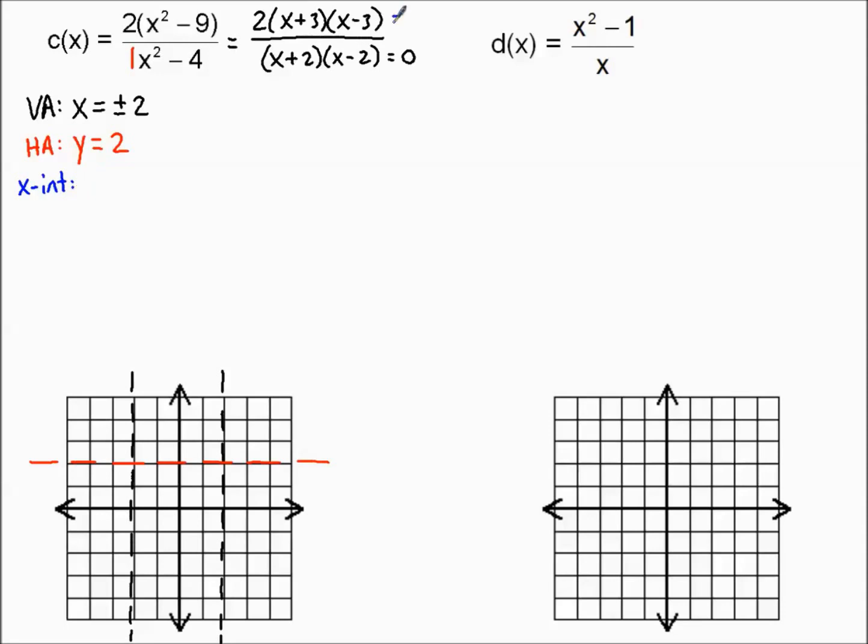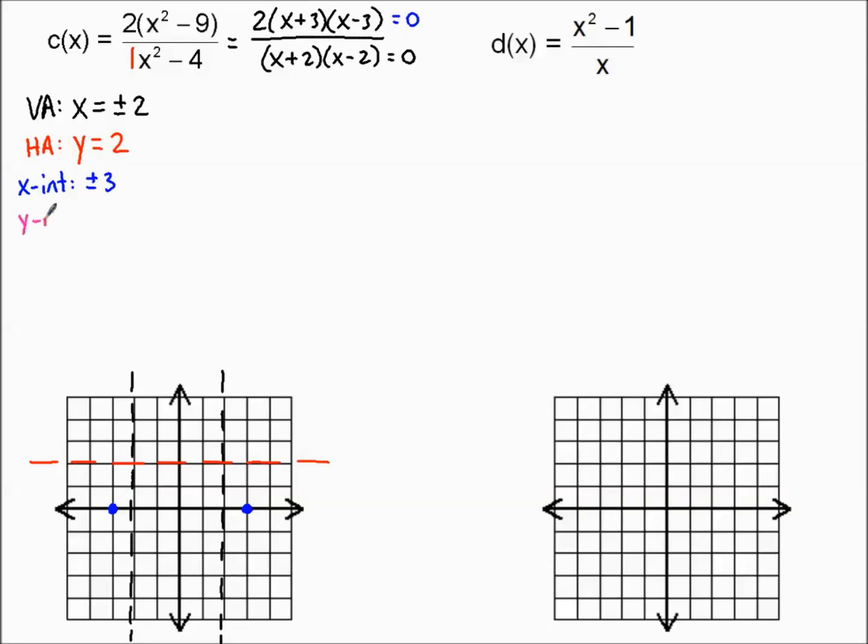X-intercepts, those come from the numerator being set equal to 0. Again, it's nice that they're in factored form. -3 would make the numerator equal to 0. +3 would also do that. So plus or minus 3 are my x-intercepts. So let's go to +3 and put a dot. Let's go to -3 and put a dot. The first time we've had 2 x-intercepts.